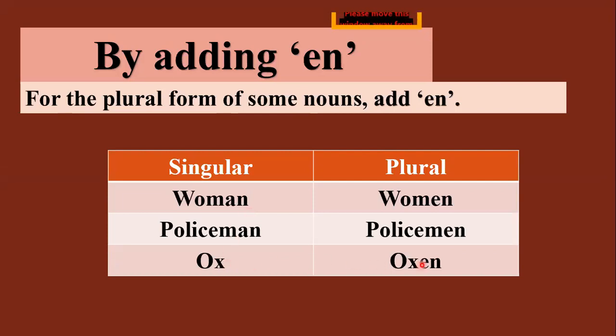Ox, oxen. Now here, this is a typical situation where it's ox only, it does not have an an, but still we change it into en, oxen. One ox, two oxen. Okay, is that clear? Okay, let's move forward.